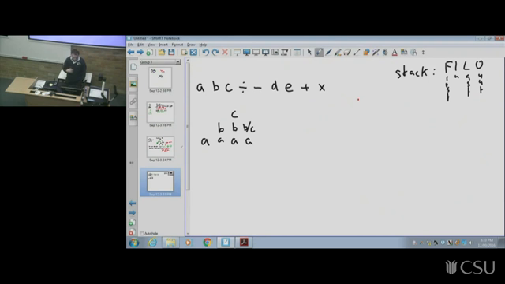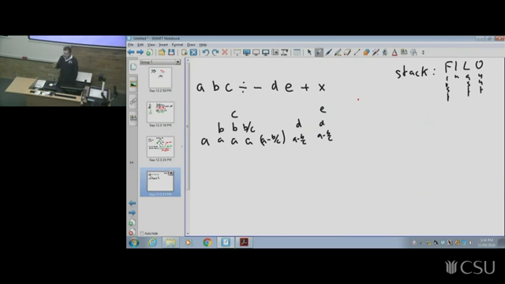Then the next one is minus, so it pops the top two numbers off, does the operation, and then pushes it back on top of the stack. So it'd be A minus B divided by C. So it'd be a number, of course. Then the next thing it gets is the D, so it pushes that on top of the stack. Then E pushes that on top of the stack.